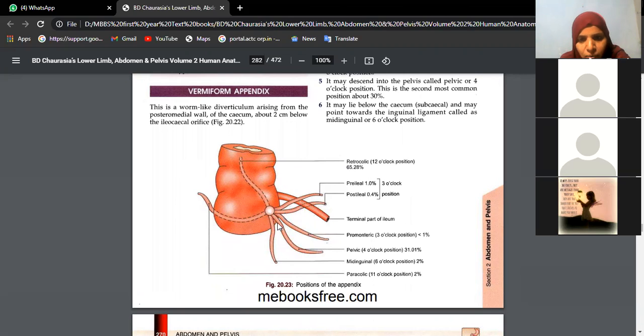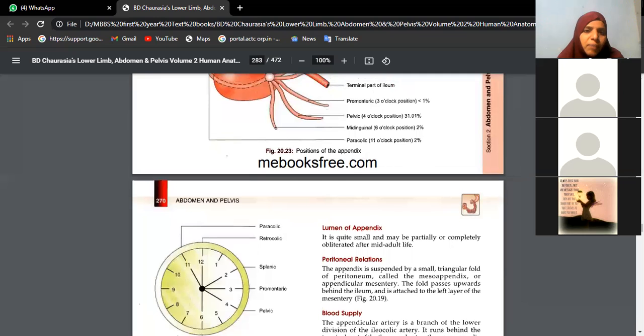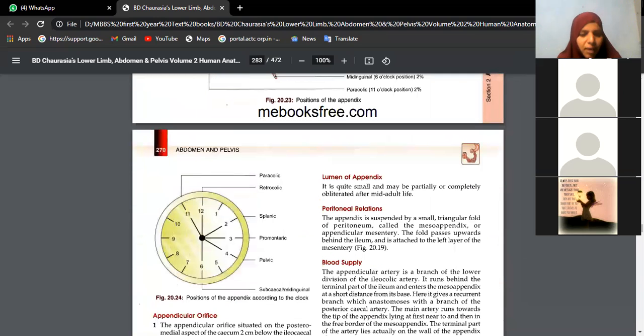Then the 4 o'clock position is the pelvic position. The 6 o'clock position is mid-inguinal. The 11 o'clock position is paracolic. So different positions are there. The 12 o'clock position is also there, which is retrocolic. So position of appendix we can write, and the appendicular orifice is nothing but the opening we see in the cecum.